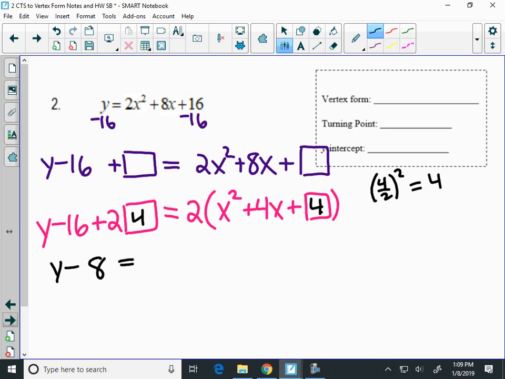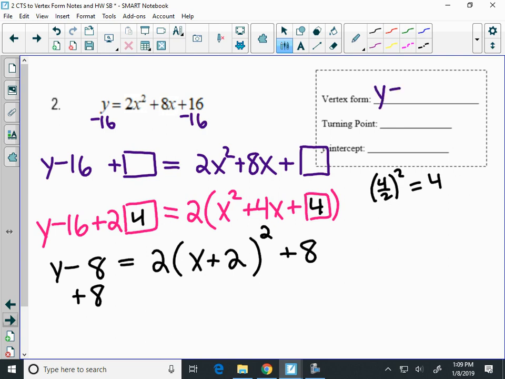So y minus 8 equals 2 times, what's going to go in your parentheses this time? X plus 2 squared. And then all you're left with is adding the 8 to both sides. Tack it on the end. And you have a box right underneath where you can put your final answer. So I'm going to write up here y equals, this is our vertex form, 2 times x plus 2 squared plus 8. So that's vertex form. That's equivalent to the other parabola.